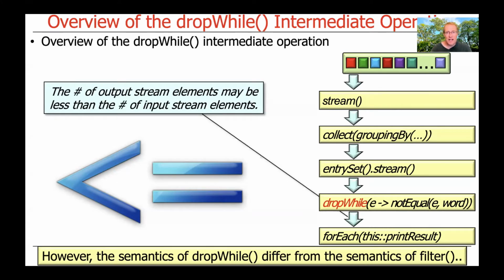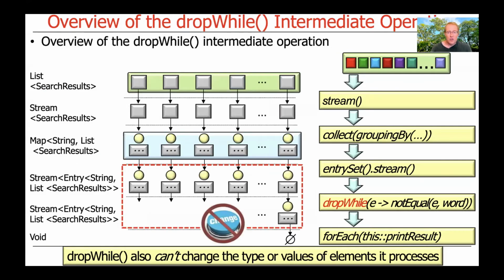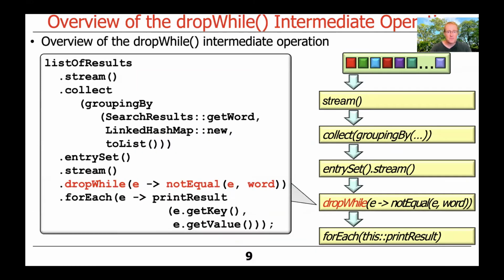So at first glance, they may seem duplicative, but the semantics are actually quite different because one is stateless, one is stateful, and one is run to completion, one is short circuiting. dropWhile also can't change the type or the values of the elements it processes. So in that sense, it is like filter because it can't make changes to the type or the values. It can just decide to stop processing once the predicate no longer matches.